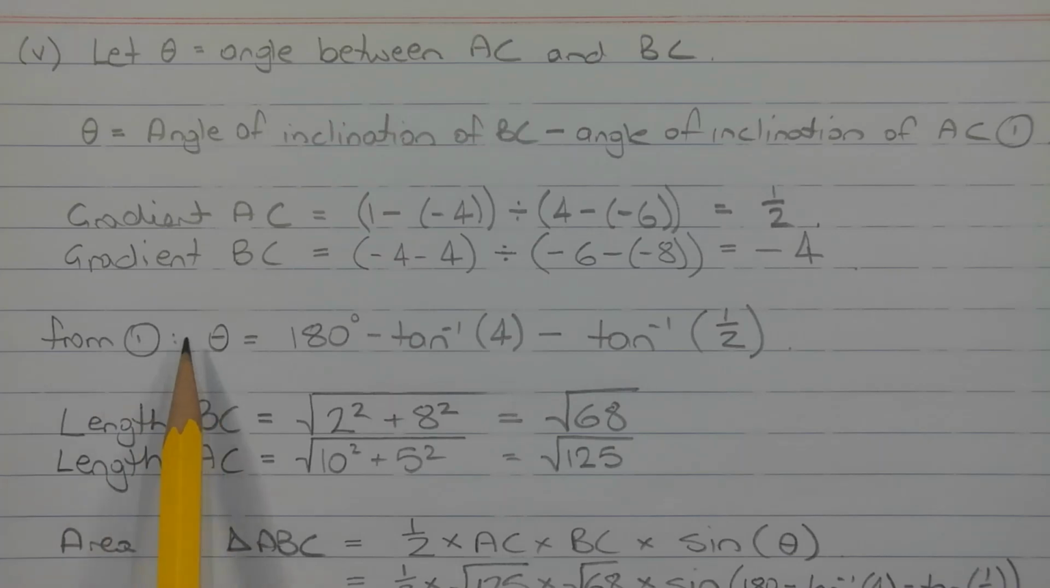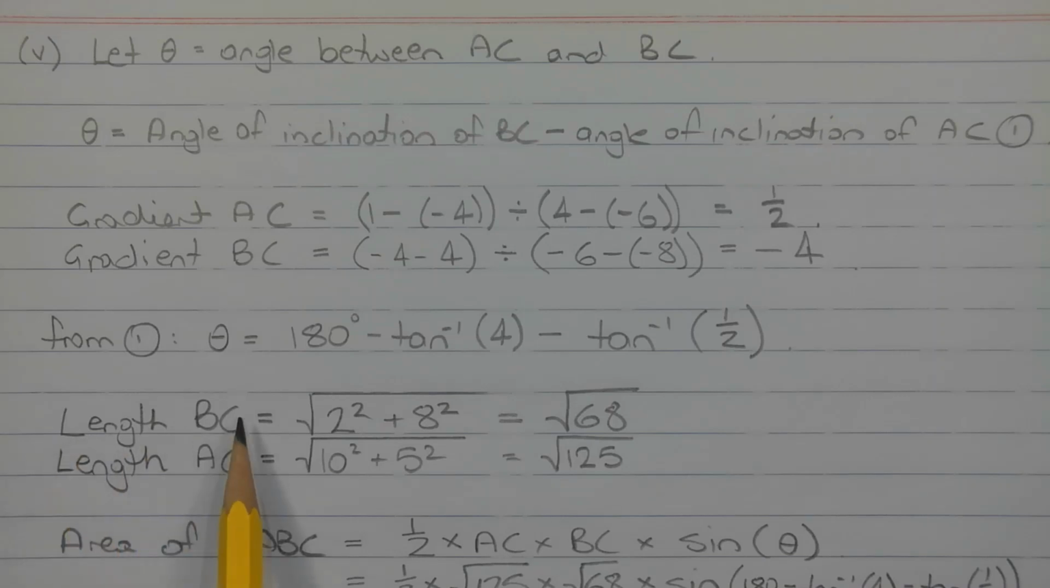Now from equation number 1, theta is equal to 180 degrees minus tan inverse of positive 4. If you put tan inverse of negative 4 in your calculator, you'll get a negative angle. So in order to correct for that, it's a quadrant 2 angle anyway, so it's 180 degrees minus the acute angle that's formed by the inverse tan of 4. And we minus from that inverse tan of 1 over 2.